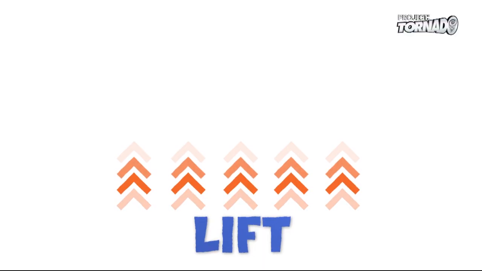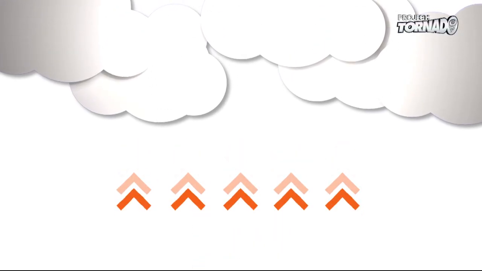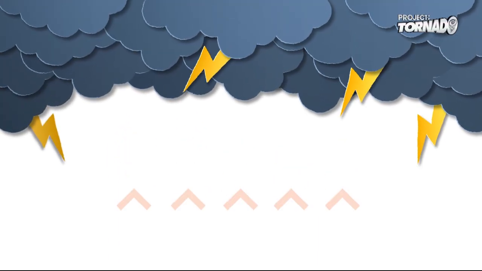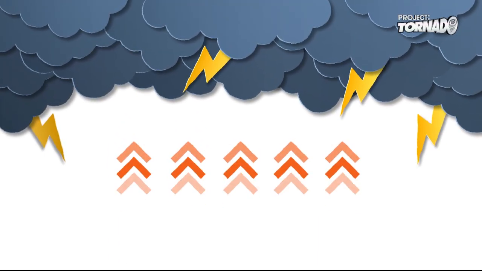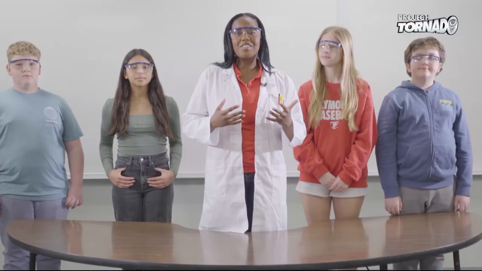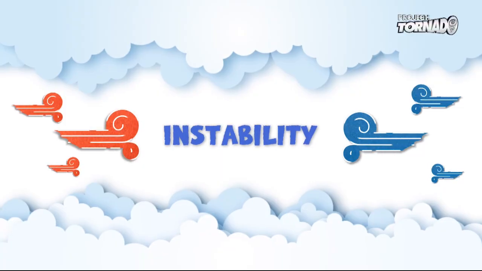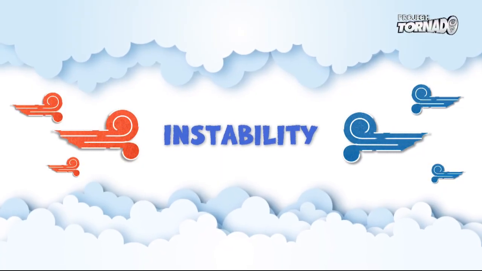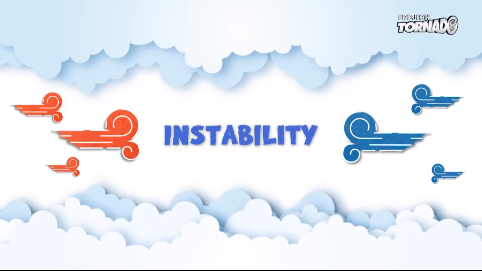Next, you need lift. What is lift? Lift is when warm air rises up into the atmosphere fairly quickly. Lift can also take form in clouds, creating tall thunderstorm clouds, allowing them to grow, making the storms more severe. Next, you need instability. What is instability? Instability is when the warm air rises quickly and meets with the colder air up high in the atmosphere.